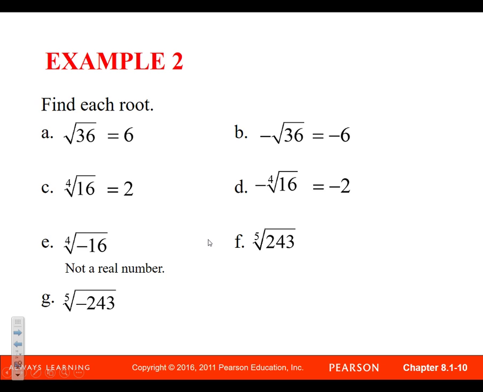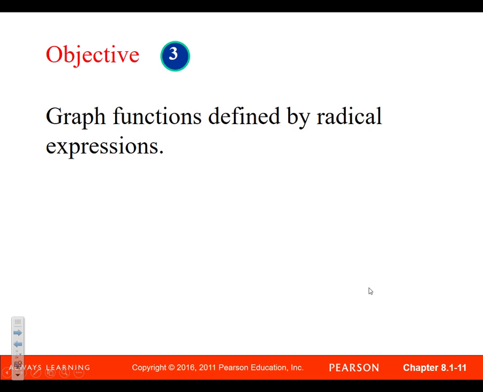How about the fifth root of 243? Do you guys remember what it was? 3. How about the fifth root of negative 243? Not a real number. Now, why is that negative 3? This is an odd root, okay? Because if you think about it, you can have negative times a negative times a negative times a negative times a negative, and still be negative at the end. The only time you really have to be careful, according to the rule, is when your index is even.